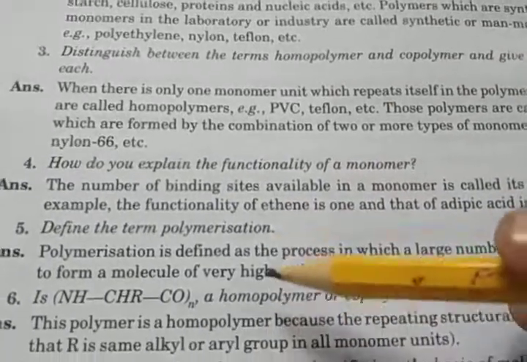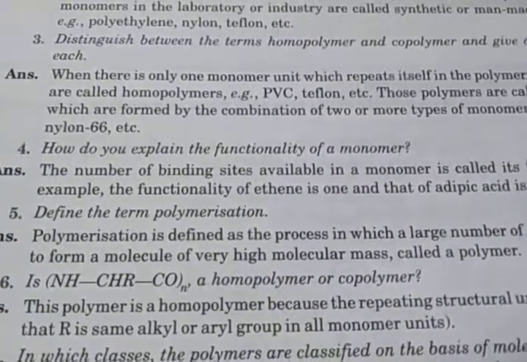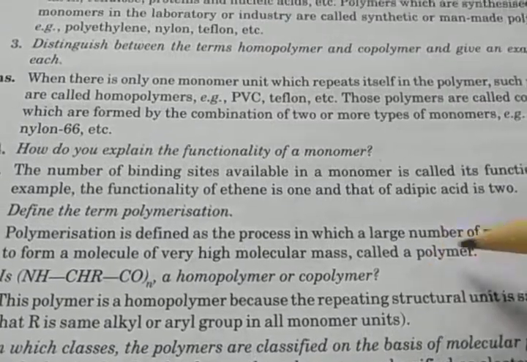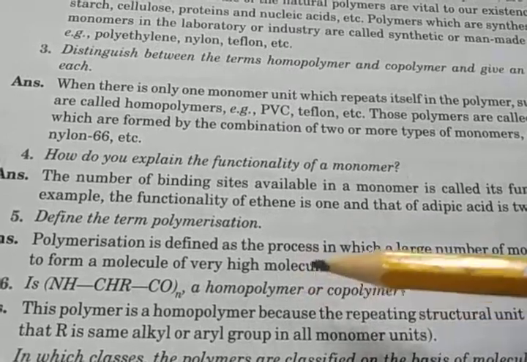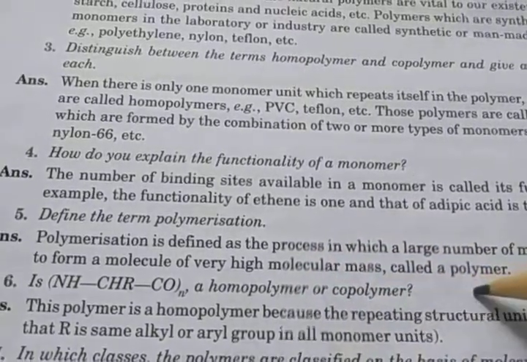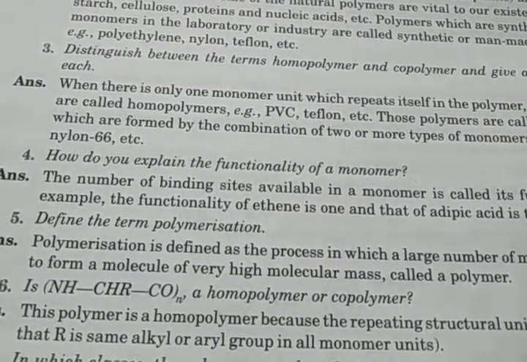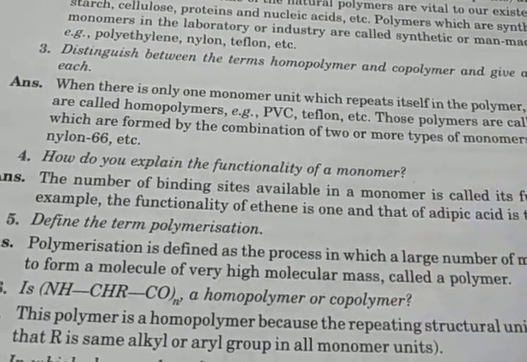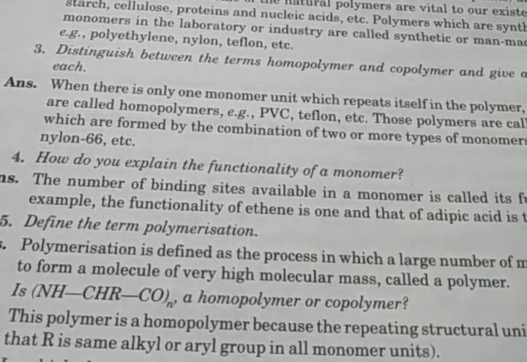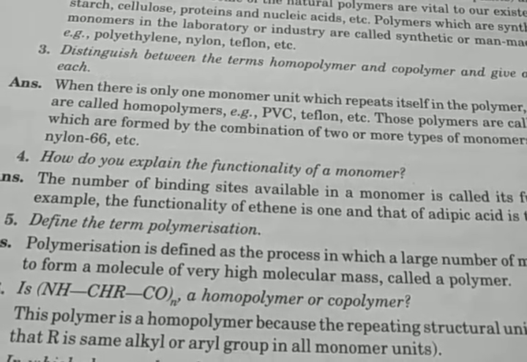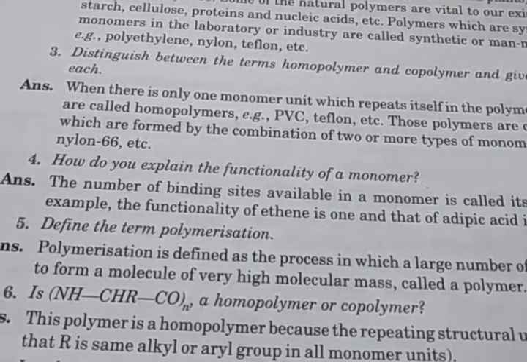Question number five: define the term polymerization. Polymerization is the process in which a large number of monomers combine to form a molecule of very high molecular mass, called a polymer. In other words, whenever monomer units combine with each other, a polymer is formed, and a polymer is a unit of very high molecular mass. An example is ethene converting into polythene.